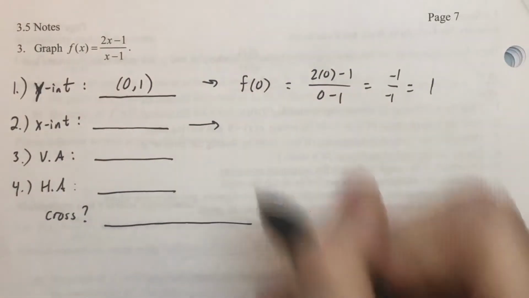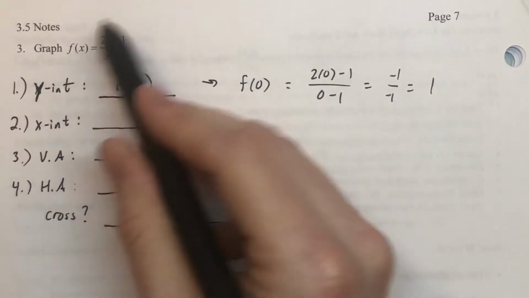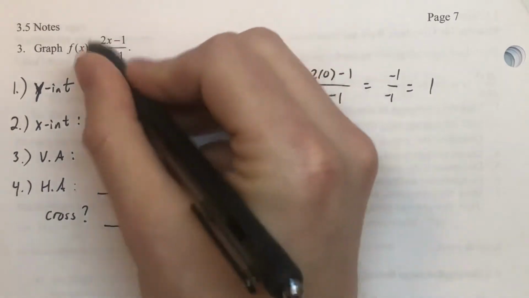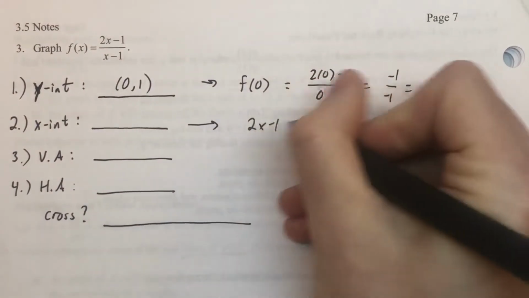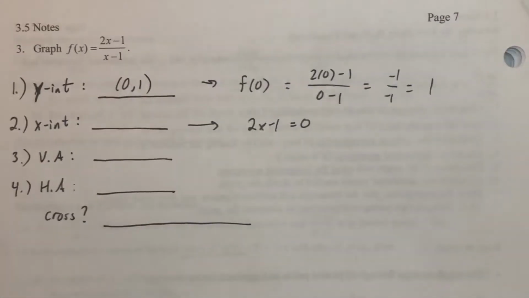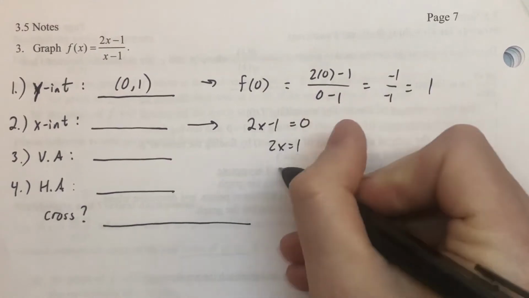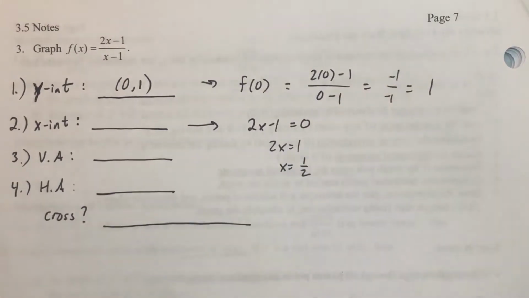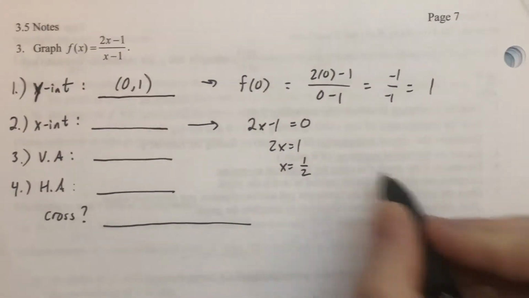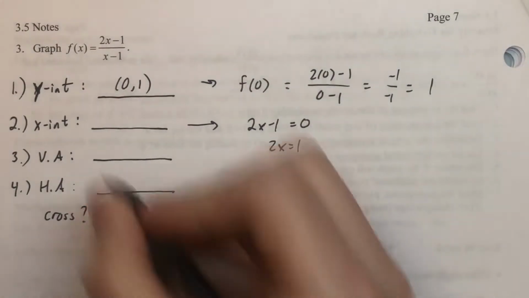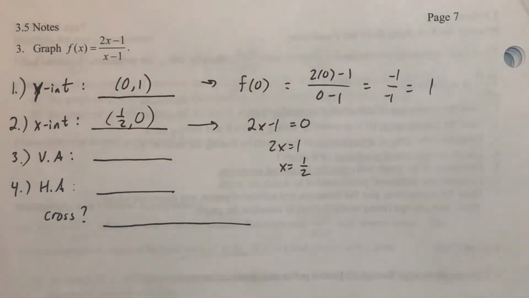For the x-intercept, we said, happens when the function equals 0, but when you have a fraction, that's really just talking about the numerator. So the numerator there of 2x minus 1, setting that equal to 0, solving that simple linear equation, I would add the 1 over, divide by 2 and get 1/2. So x equals 1/2 happening when y equals 0, giving us the point (1/2, 0).